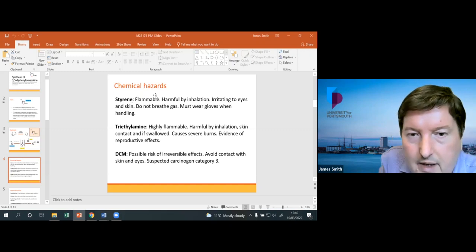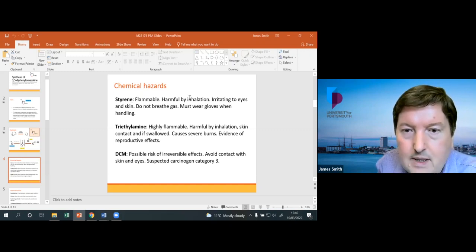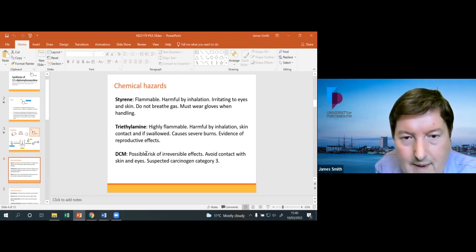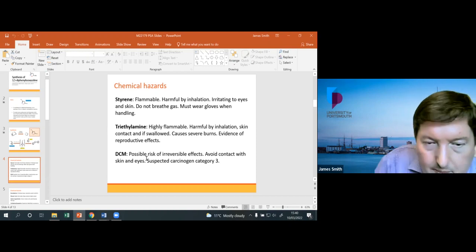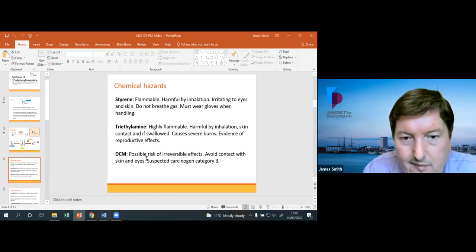And the styrene, you need to know it's flammable, harmful by inhalation, irritating to eyes, yeah? So be aware of these hazards. There's not too many of them. I think there's 2 slides worth.